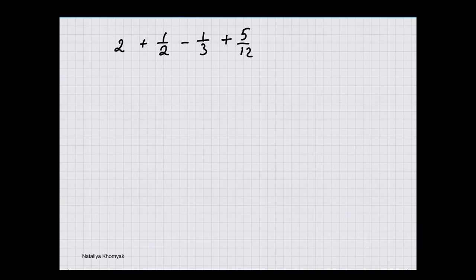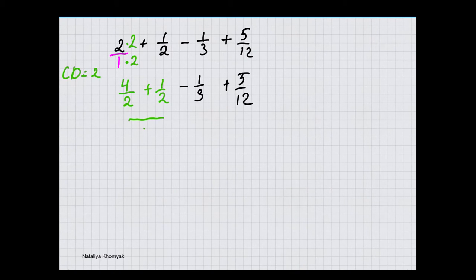Okay, here we have fractions and a whole number. The very first thing you want to remember is that a whole number can always be divided by 1 without changing its value. So for the first two fractions, we have 2 out of 1 plus 1/2. Common denominator will be 2. So we need to change the first fraction by multiplying top and bottom by 2. We get 4 out of 2 plus 1/2. Common denominator is 2, so we have 4 plus 1 out of 2, minus 1 out of 3 plus 5 out of 12. So now we have 4 plus 1 is 5 out of 2 minus 1/3 plus 5 out of 12.